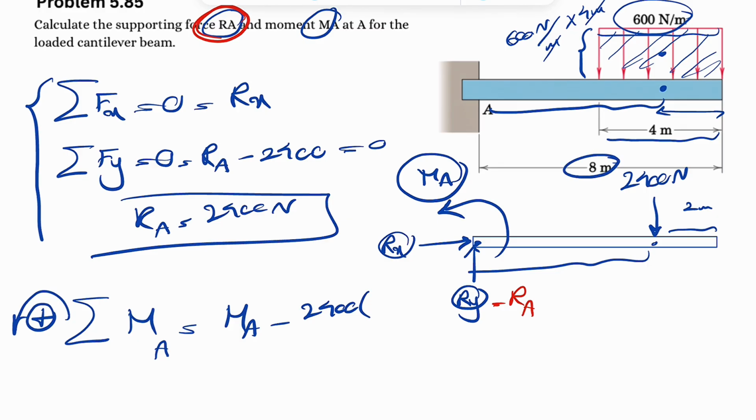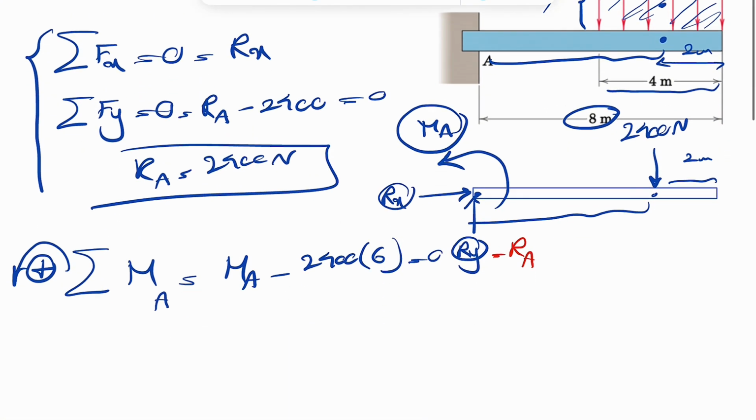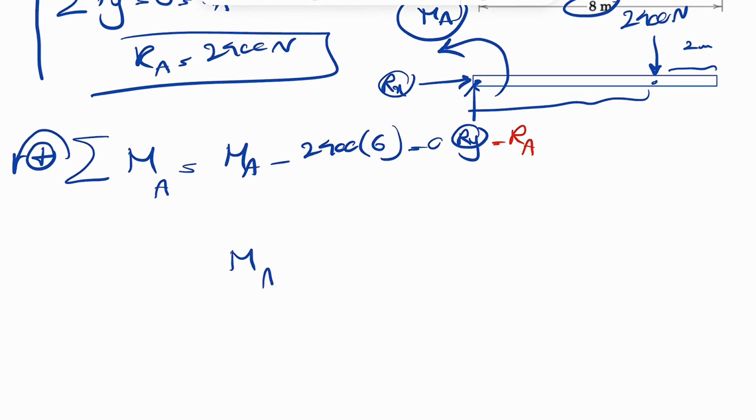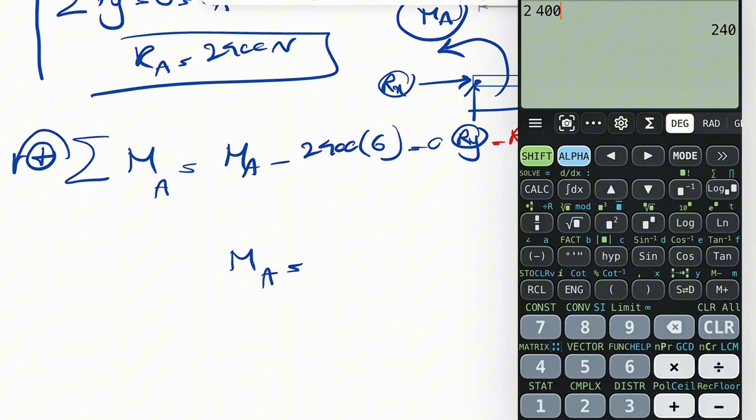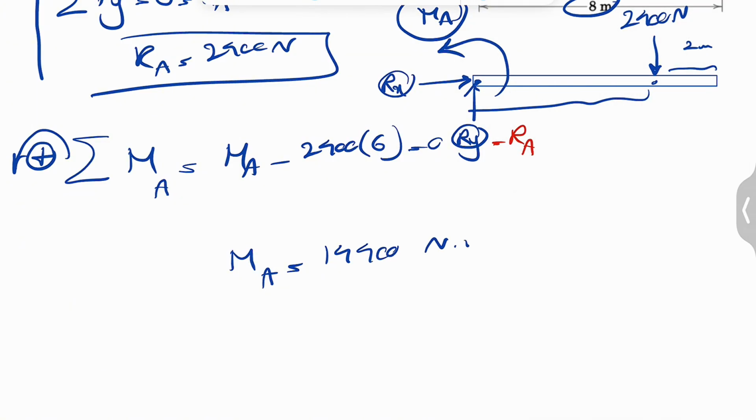So we know the total distance is 8 meters minus this little part 2. So 8 minus 2 is going to be 6. And that will be equal to 0, which means our MA is equal to 2400 times 6. So 2400 times 6. It's going to be 14,400 Newton meter, or we can report it as 14.4 kilo Newton meters.